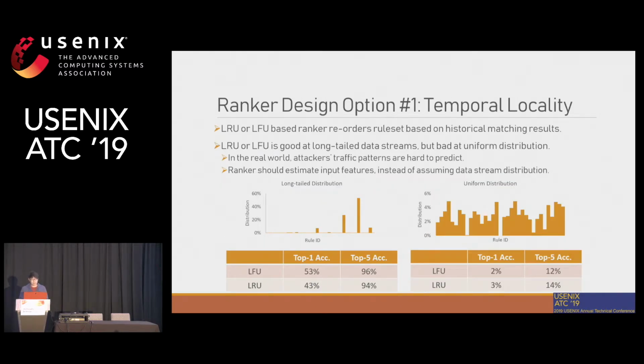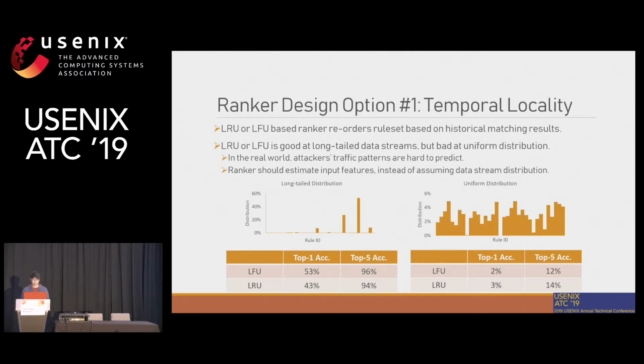To design a ranker, the first intuition is temporal locality heuristic methods like LRU or LFU. LRU and LFU-based rankers reorder the rule set based on historical matching rules, and they are good at long-tailed data streams, but bad at uniform distributions. Like the two graphs here, with different distributions, the rankers' performance is very different.